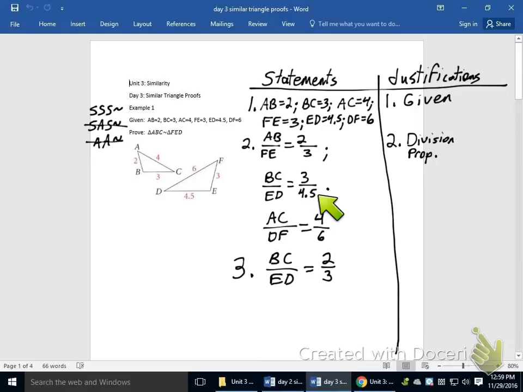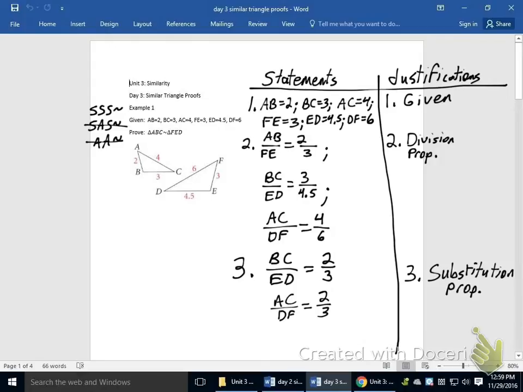Now, what I'm going to call this is substitution. I'm replacing 3 over 4.5 with 2/3 in that equation. So, substitution property. I can also do that for the other ratio that didn't come out to 2 to 3. So 4 over 6 is also 2/3. I can replace 4 over 6 with 2/3. So AC over DF is equal to 2/3 for the same reason. We'll make that part of the same step.